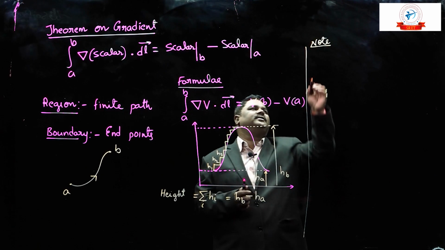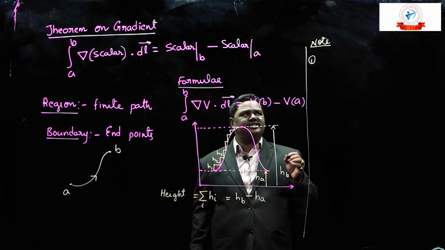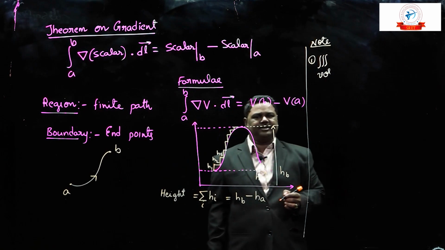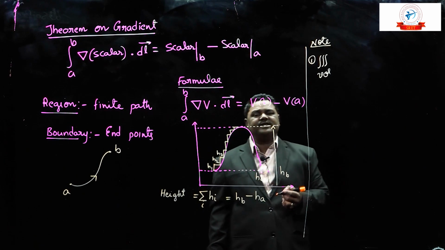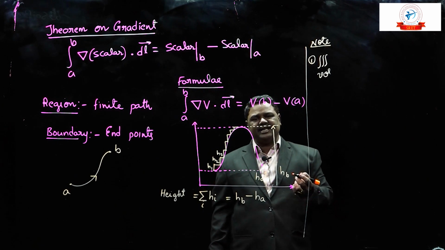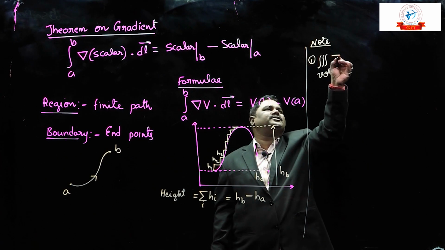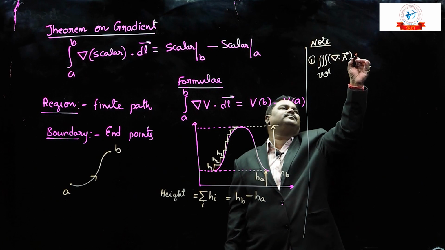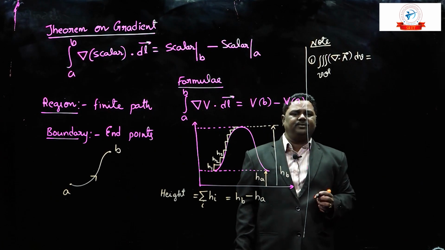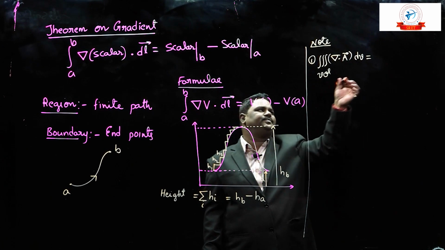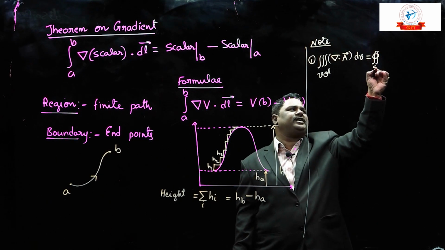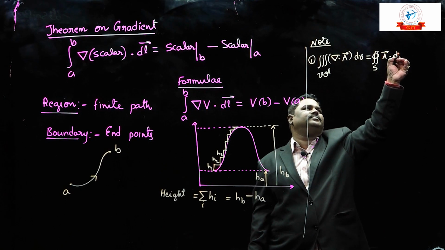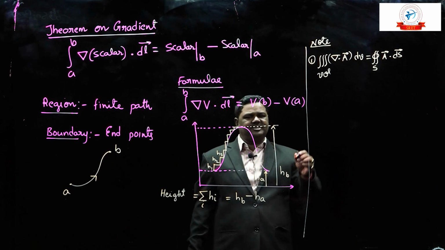So the first theorem is the divergence theorem. What is the region in the divergence theorem? Volume. Volume is the region. And in the divergence theorem, what is the differentiation we use? The name itself says the divergence theorem, so we use the divergence operation. Divergence is applicable on any vector, integral of divergence of A dv is equal to, what is the boundary for any finite volume? The boundary for any finite volume is a closed surface. Closed surface integral on the same vector A bar dot dS bar. This is the divergence theorem.